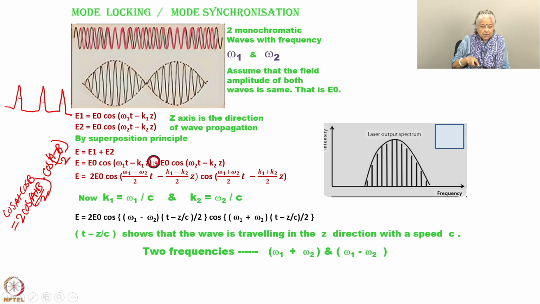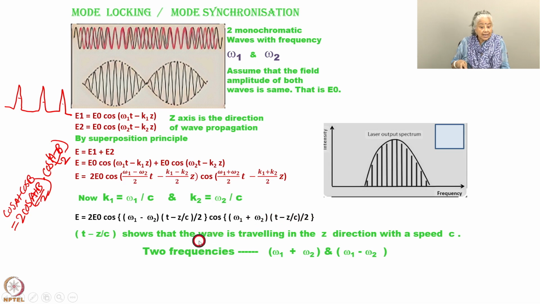Now just do a little bit of algebraic jugglery. k1 is equal to omega 1 by c, k2 is equal to omega 2 by c, the wave vectors, and so it comes out to be, I just rearrange the terms here to make it easy for us to interpret the kind of wave that is the final wave. Okay. So here it is cos of (omega 1 minus omega 2) into (t minus z by c) divided by 2, and cos of (omega 1 plus omega 2) (t minus z by c) by 2.